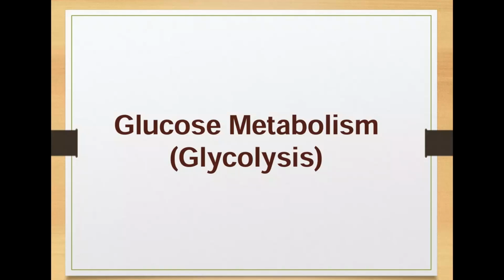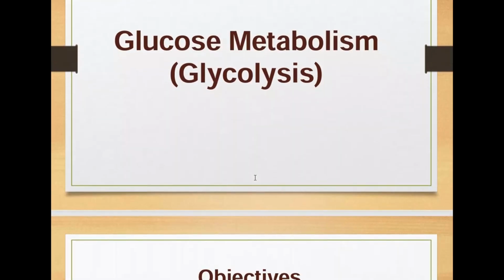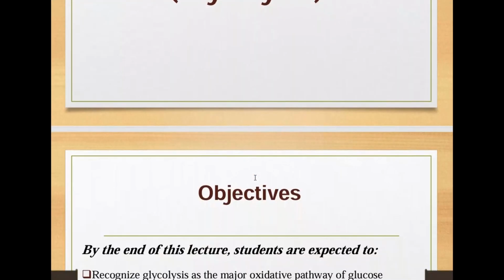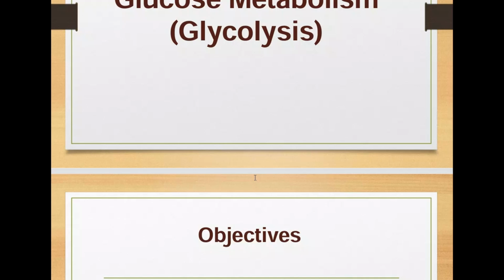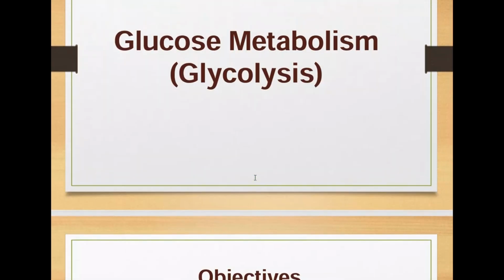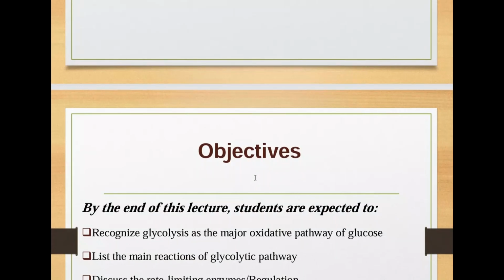Today we will get clear explanations about glucose metabolism, that is glycolysis. So, before that, we define what is glycolysis. Actually, in the glycolytic pathway, glucose is converted to form pyruvate in aerobic conditions or lactate in the absence of oxygen, that is, in anaerobic conditions.